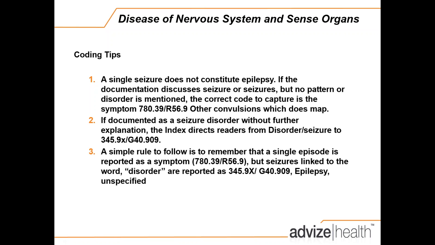A simple rule to follow is to remember that a single episode reported as a symptom is the R56.9, but seizures linked to the word disorder are reported differently as a G40.909, epilepsy unspecified. So I think, in a nutshell, it's saying symptom versus disorder. Do you know the difference? Is the difference documented? And if it is, then there's a separate code for that. So know the differences and exactly know what is being documented specifically for seizures.